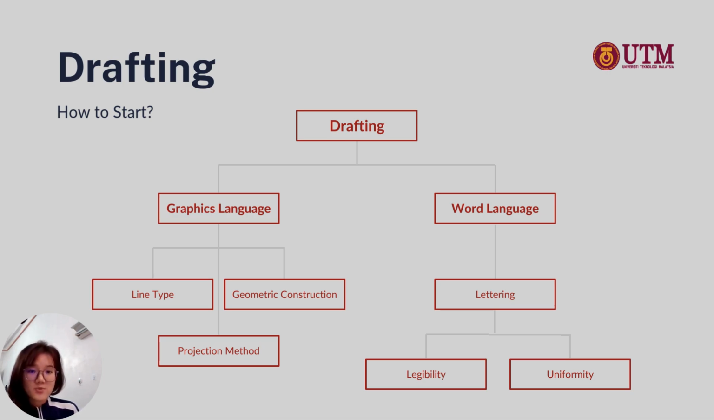For the word language, we focus on lettering, and lettering is further divided into legibility and uniformity. Legibility is all about the shape and the space between the letters and words. Uniformity is all about the size and the line thickness.